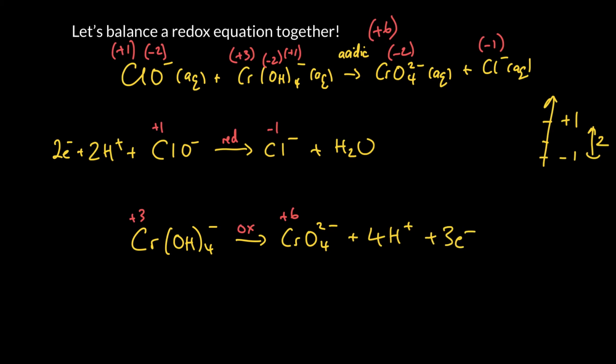And if we add everything up, we can quickly check. So 4 positives and 3 negatives, that's +1. And a -2 is -1, and there's a -1. So we don't have to get each side neutral. We just have to get both sides identical in charge.